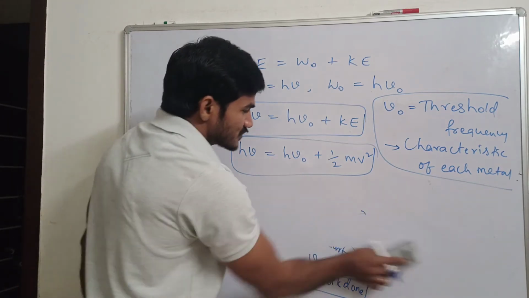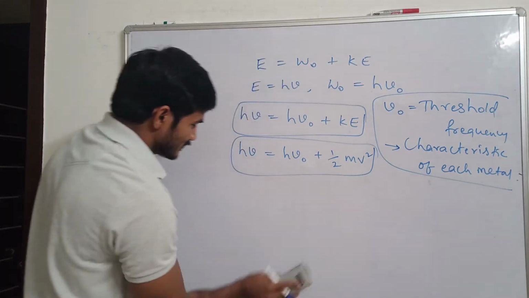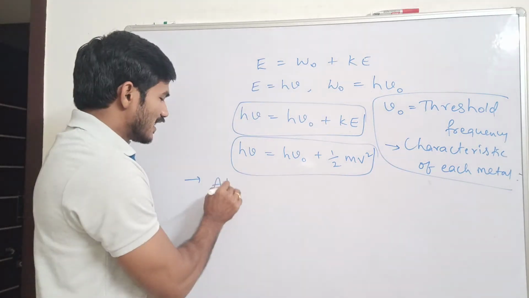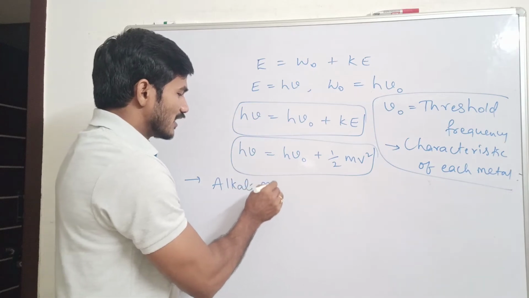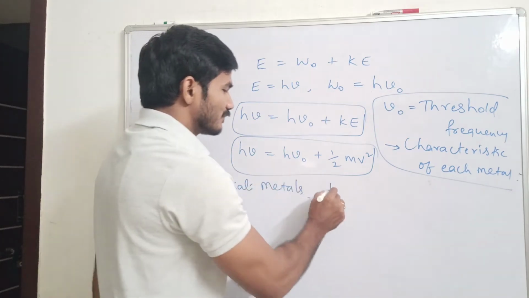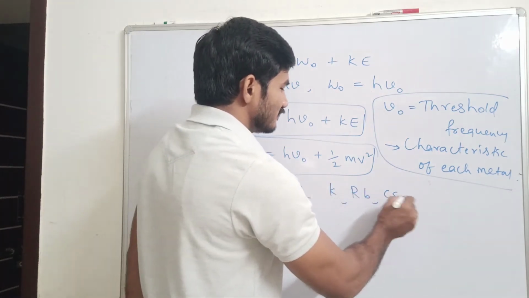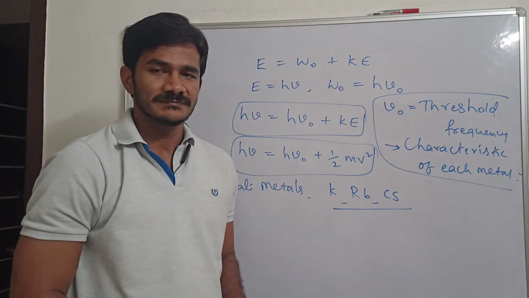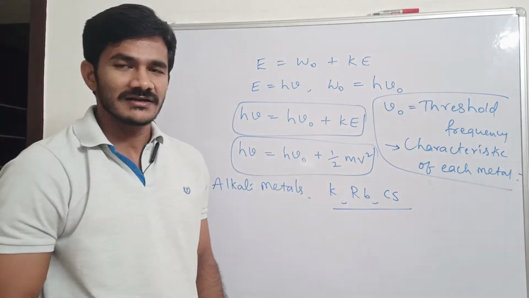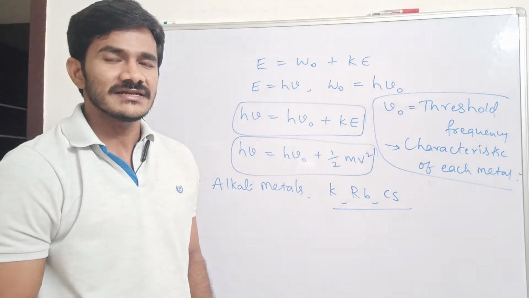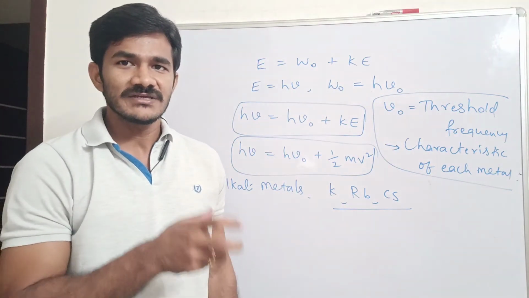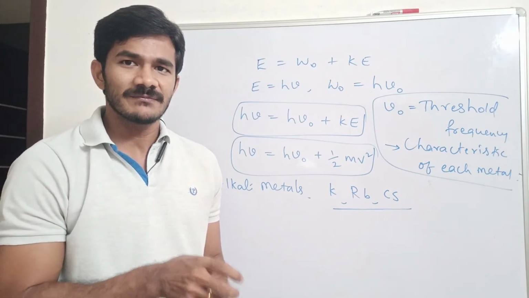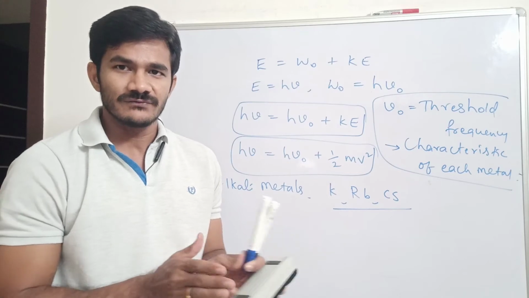That is, which type of metals are taken. Generally, as I told you, the metals used in the photoelectric effect are alkali metals, like potassium, rubidium, cesium. All these metals are used. Why only alkali metals? Why are we using only alkali metals in the photoelectric effect? The reason is we are going to eject electrons from a metallic surface. To eject the electron from a metallic surface, we have to break the attractive forces.